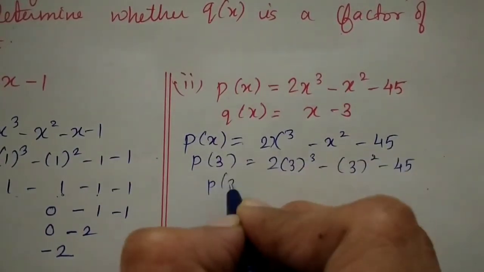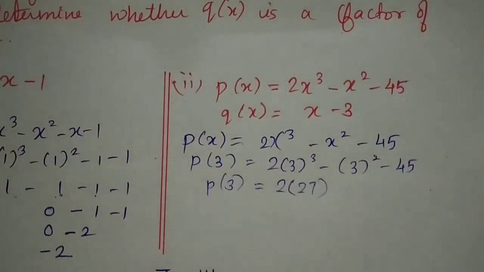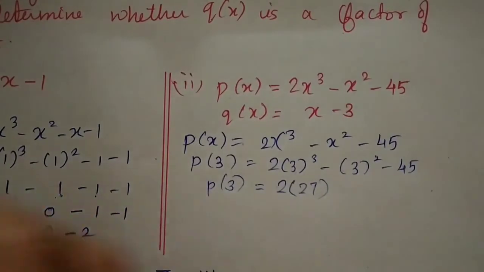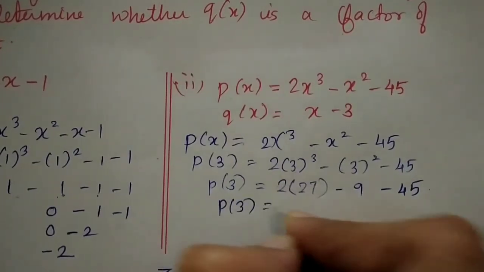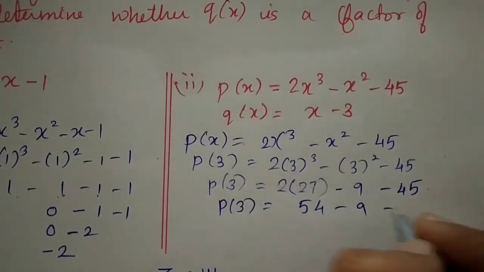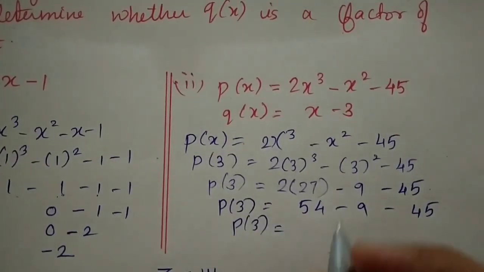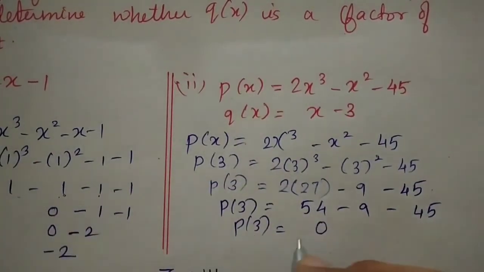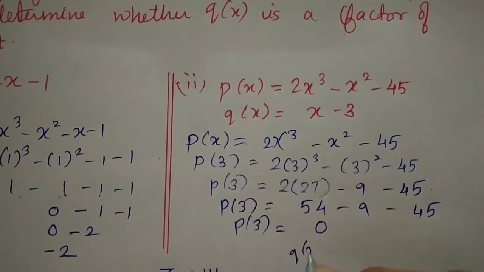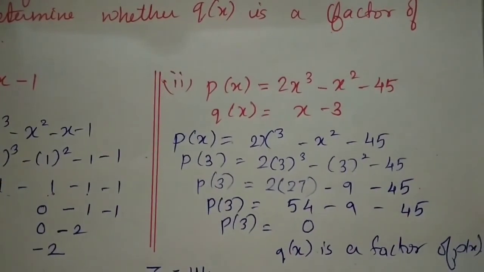So this will be p of 3 is equal to, cube of 3 is 27, and square of 3 is 9, minus 45. So p of 3, when you solve this, you will get 54 minus 9 minus 45. 54 minus 9 will be 45. 45 minus 45 will be 0. So we are getting the answer as 0, and therefore we'll say that q(x) is a factor of p(x). This is your final statement.